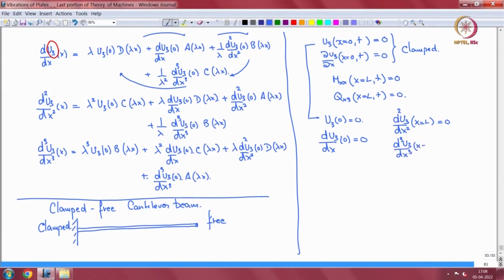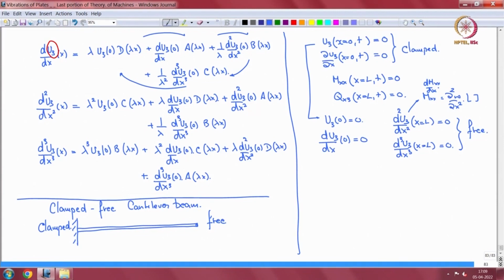cube at x equal to L equal to 0. Okay, you can see that moment Mxx was equal to del 2 w del x square or proportional to it, or some constants, and shear force was dMxx by dx. Okay, so therefore this is the free end condition. Here's the free end condition.